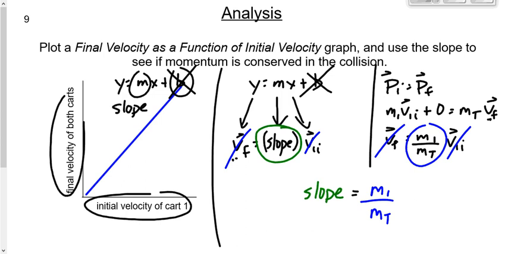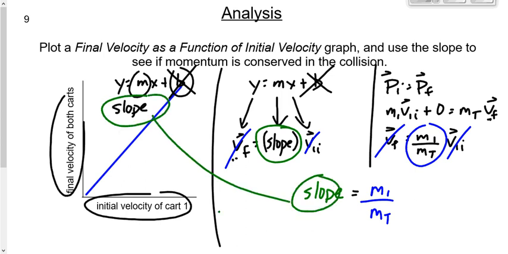All right. We know the value of the slope, right? Google Sheets gave it to me.